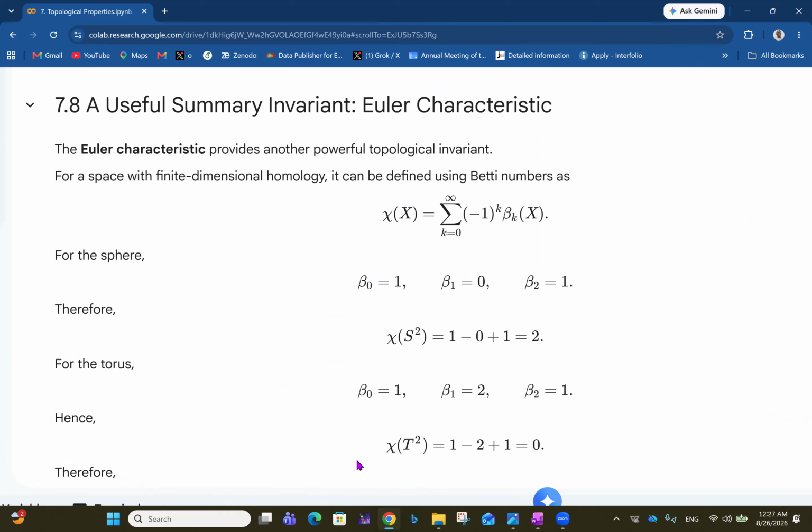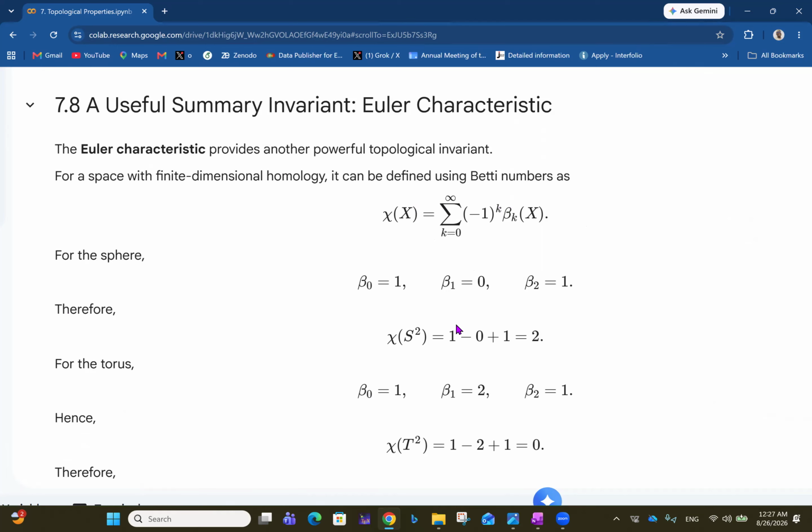Then we have a useful summary invariant, which is the Euler characteristic. The Euler characteristic provides another powerful topological invariant. For a space with finite dimensional homology, it can be defined using Betti numbers, such that chi of X equals the summation from k equals 0 to infinity of minus 1 raised to power k, beta sub k of X. So this is the formula for the Euler characteristic. For the sphere, beta naught is 1, beta 1 is 0, and beta 2 is 1. Therefore, chi of S2 will be the summation of minus 1 raised to power k.